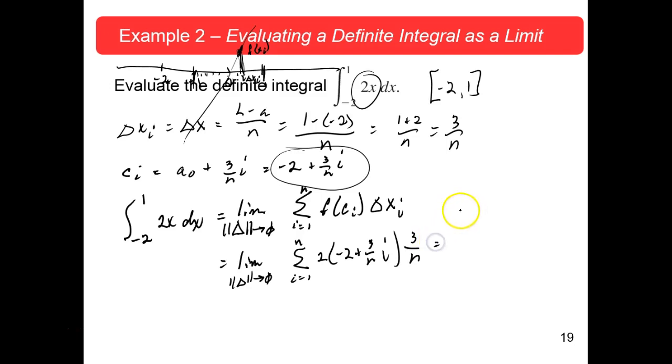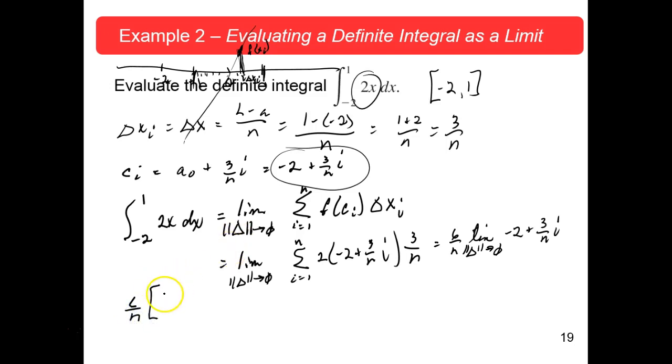So I'm going to do it here. That would be 6 over n times the limit as the norm is approaching 0 of what do you have left now? -2 plus 3 over n I. Okay? So 6 over n, don't forget, that's there.